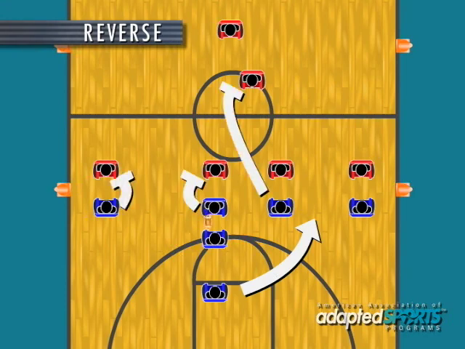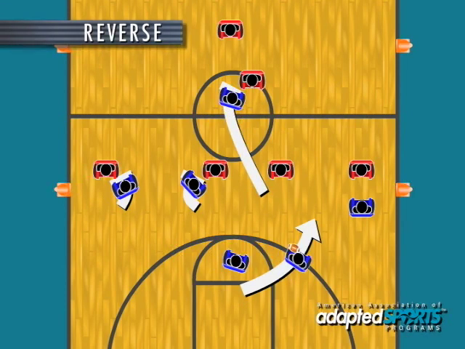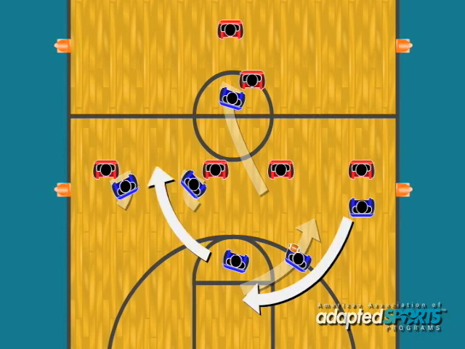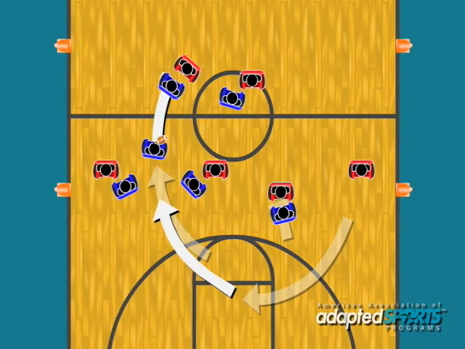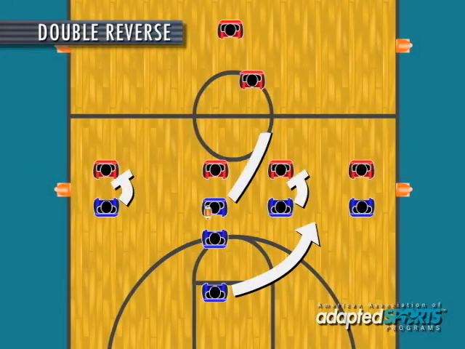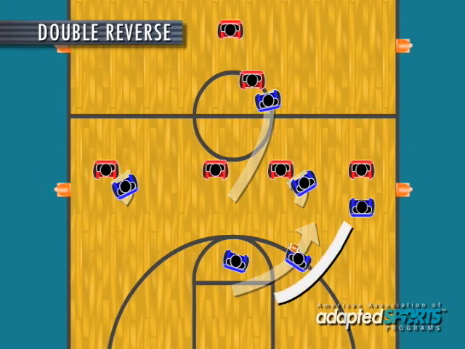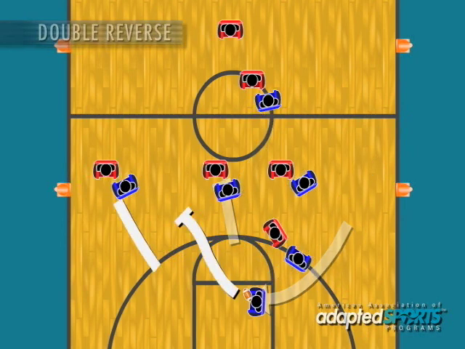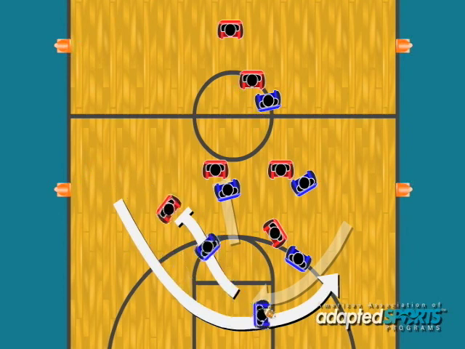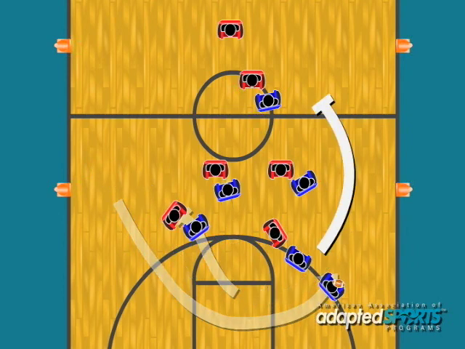The reverse is where the QB hands off to the running back moving one way, and then the running back hands off to a receiver heading in the opposite direction. This play should work with an offense with fast receivers. A double reverse will take the idea of a reverse and go one step further, returning the momentum of the play back to its starting point when the ball was snapped. This should work with an offense with 2 fast receivers.